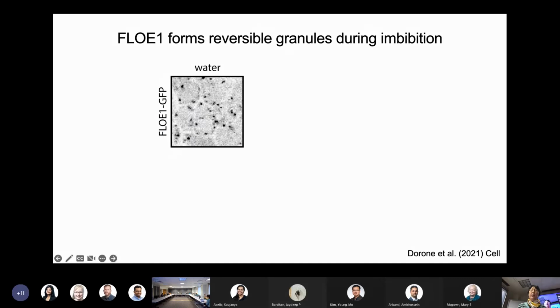So we first asked whether we can see these liquid droplets of FLO1 protein in the seed, and when we tagged FLO1 with GFP and examined the protein in the seed, we saw these granules. So this is one seed, and one cell, and these dark points are FLO1 granules.